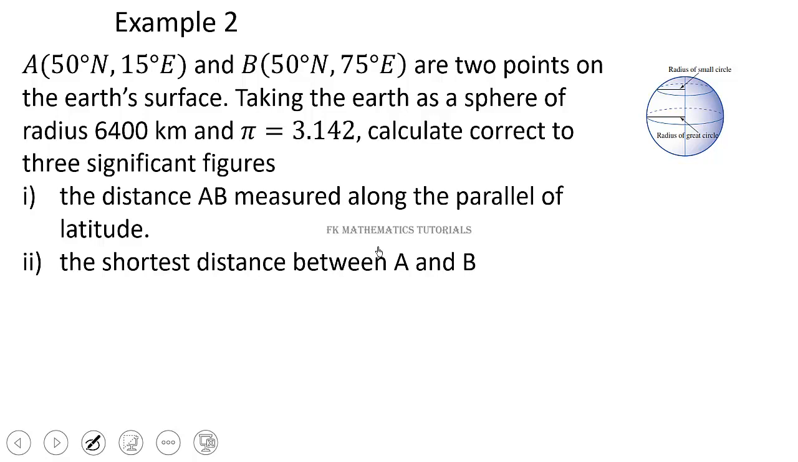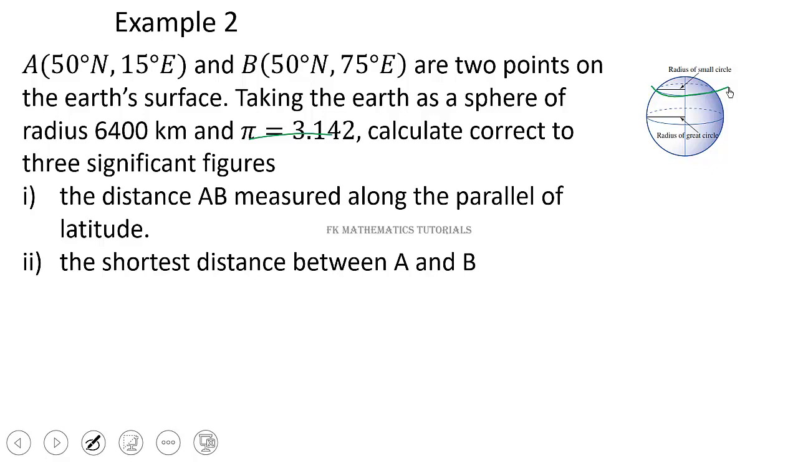Now we want to assume that the Earth is a sphere of radius 6,400 kilometers and pi is 3.142. And we are to calculate, correct to 3 significant figures, the distance AB measured along the parallel of latitude. So this is the parallel of latitude that is shown there. Again, we are talking about a small circle.